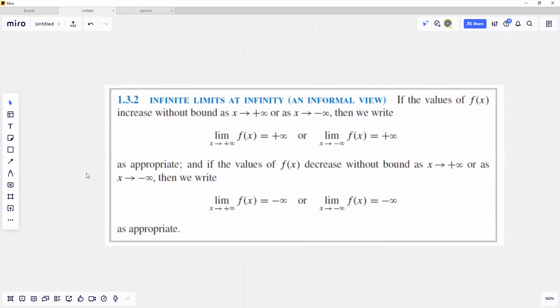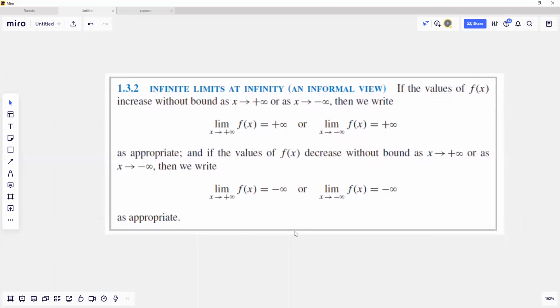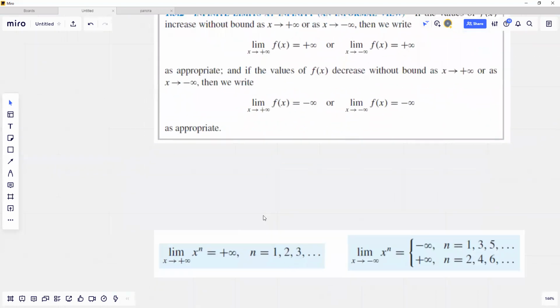All right, the next definition is for infinite limits at infinity. If values of f of x increase without bound as x increases or decreases without bound, then we write limit as x goes to plus infinity of f of x equal to plus infinity. And there is a similar definition for the case when values of f of x decrease without bound.